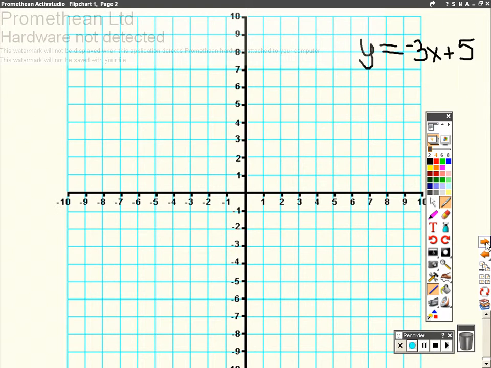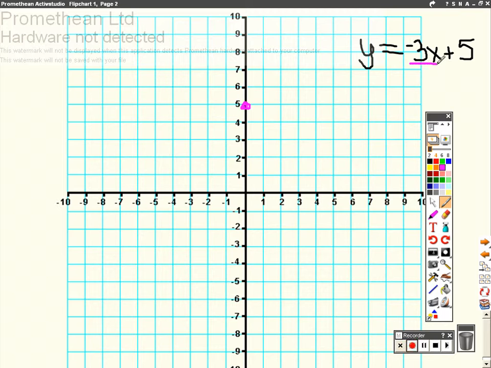Okay, let's look at another equation. y equals negative 3x plus 5. My y-intercept is 5, so I'm going to start at 5 on the y-axis. So I'm going to put a dot at 5 on the y-axis. And my slope is negative 3. And notice this time it's not a fraction, so I only know my up, down. I don't know my over.